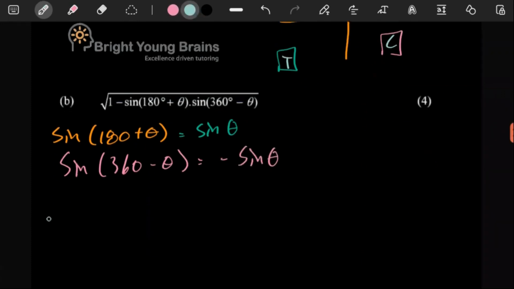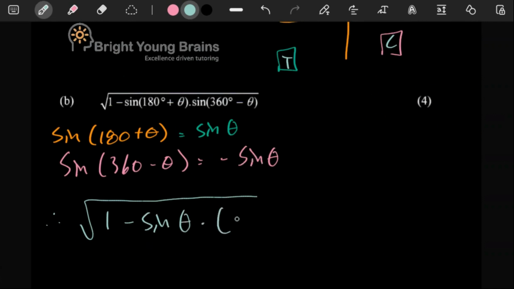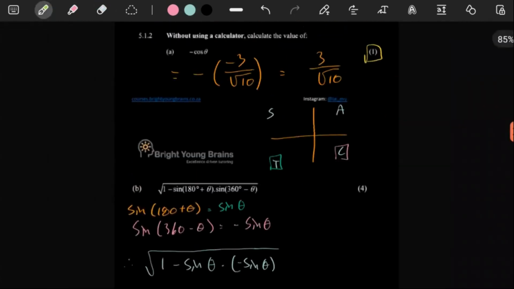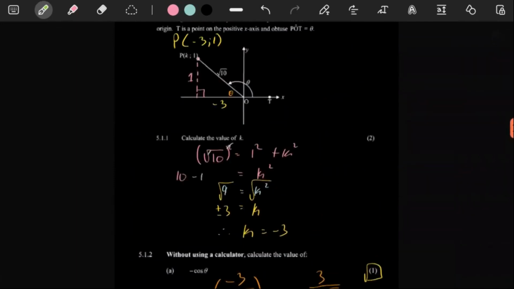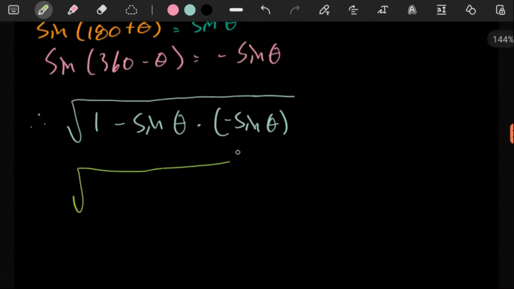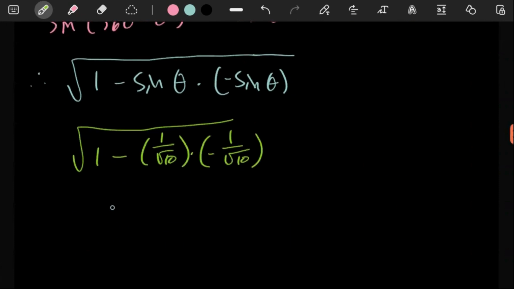So here now you can say, therefore, in the expression that you're given, you have the 1 minus sine theta, and then multiplied by negative sine theta. Don't make the mistake of not having the brackets, because if you don't have the brackets, that's when you start to flop. So what is sine theta? Sine theta is just opposite over hypotenuse. You see 1 over square root of 10. So this is going to be 1 over square root of 10 multiplied by negative 1 over square root of 10, of which you're multiplying.